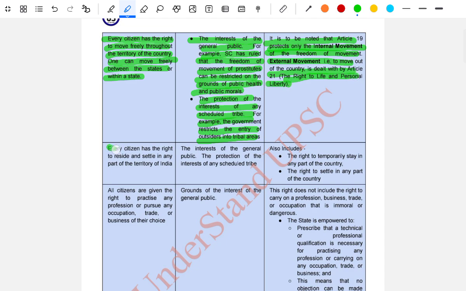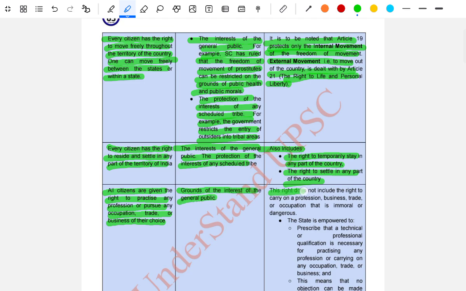Every citizen has the right to reside and settle in any part of the territory of India, in the interest of the general public and the protection of the interest of any scheduled tribe. This also includes the right to temporarily stay in any part of the country. All citizens are given the right to practice any profession and pursue any occupation, trade or business of their choice, on grounds of the interest of the general public.